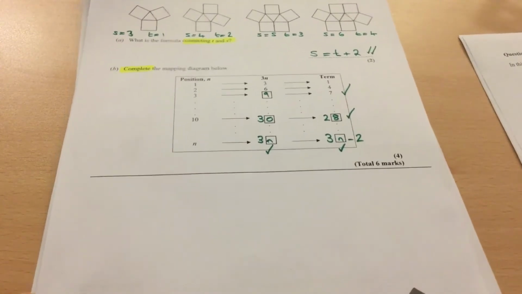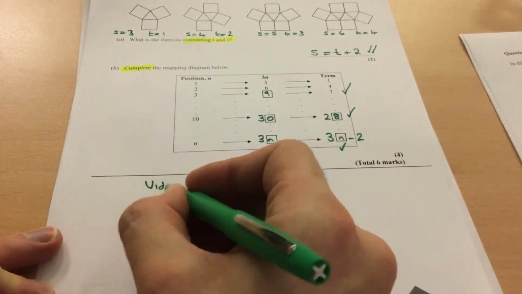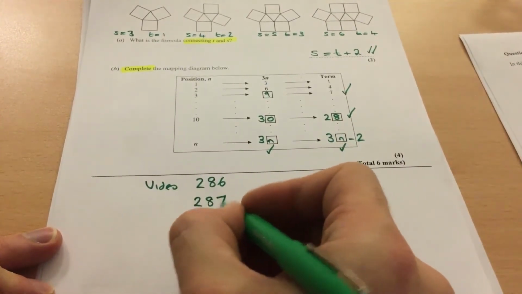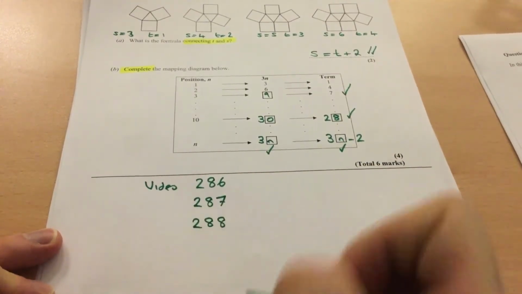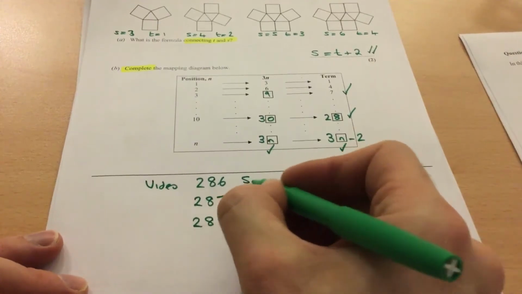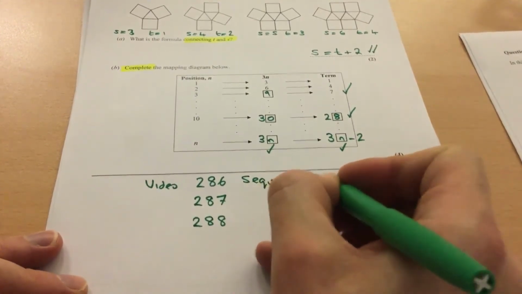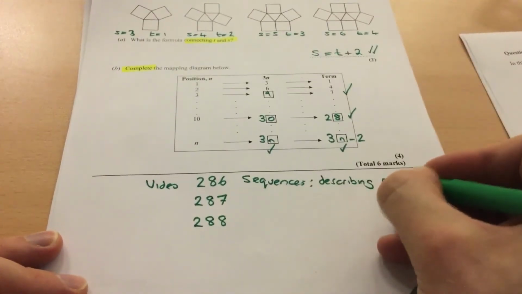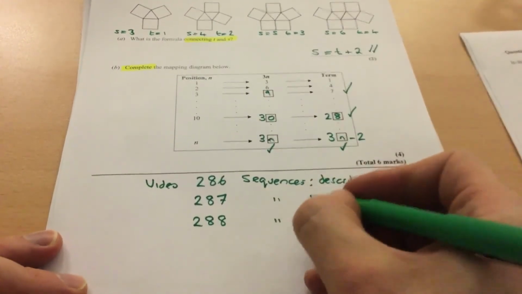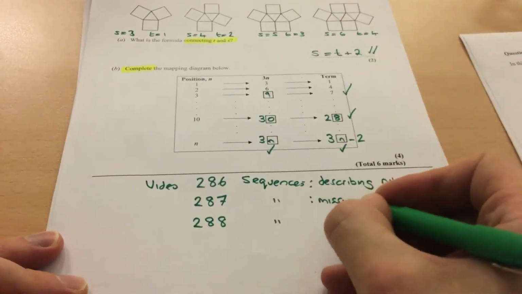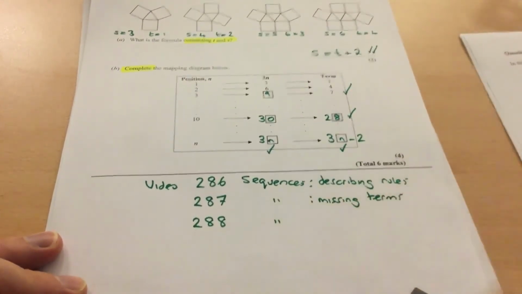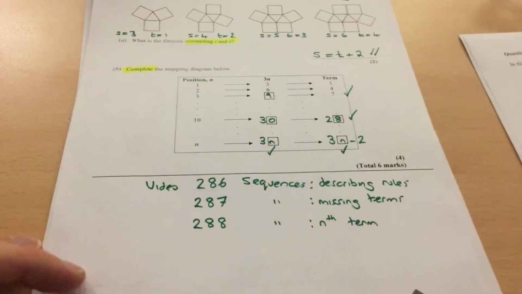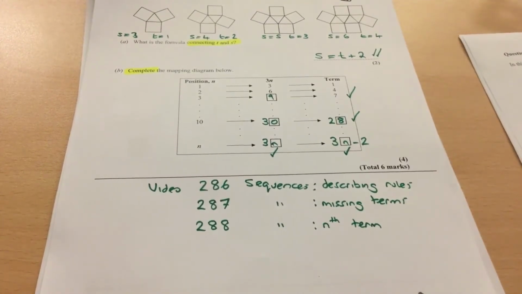There are 3 videos relevant to this. So you've got video 286, 287, and 288. They're all about sequences. The first one is about describing the rules. That sequences and that sequences. The second one is about finding any missing terms. And the third one talks specifically about the nth term. So they're all relevant to that particular question.